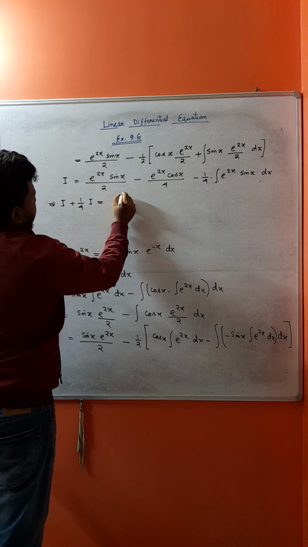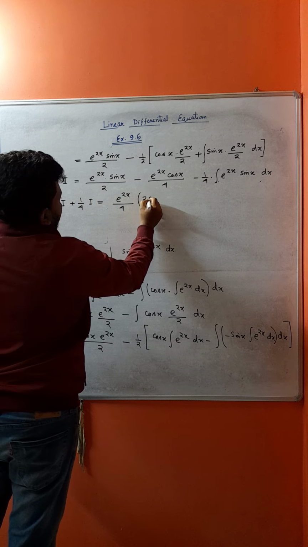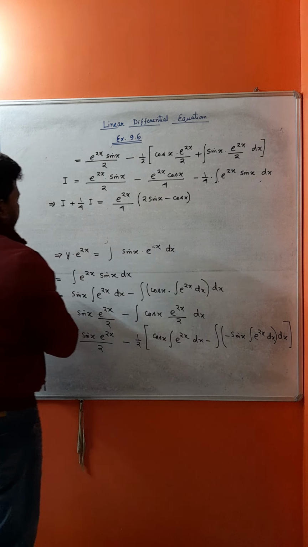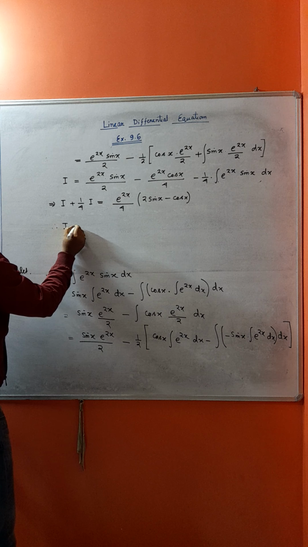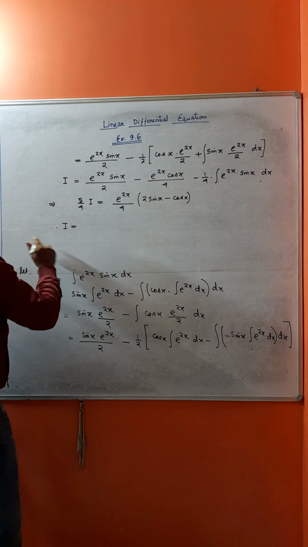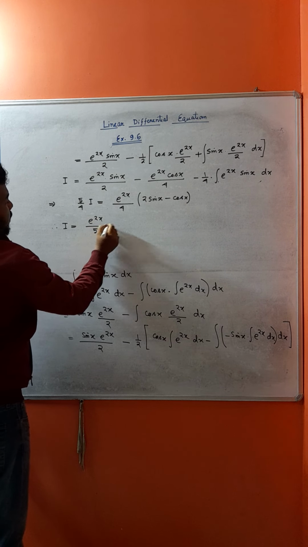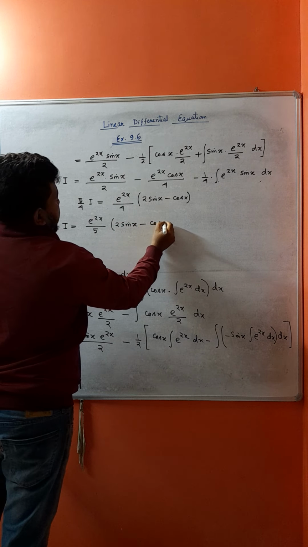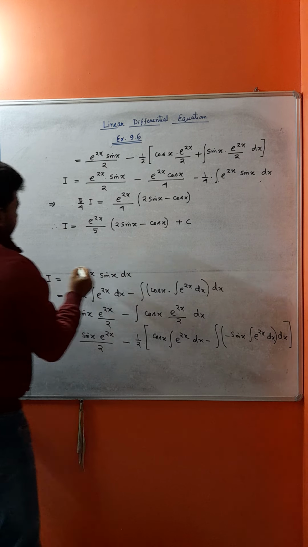Take LCM and take common e to the power 2x. We get e to the power 2x by 4 times (2 sin x minus cos x). Therefore we get I is equal to, if you take LCM, 5 by 4 into I. So dividing by 5 by 4 we get e to the power 2x by 5 times (2 sin x minus cos x), plus a constant.